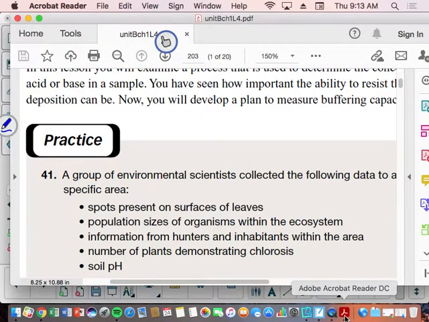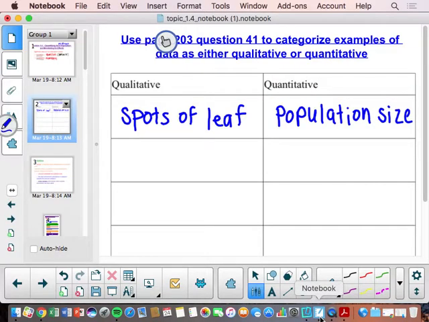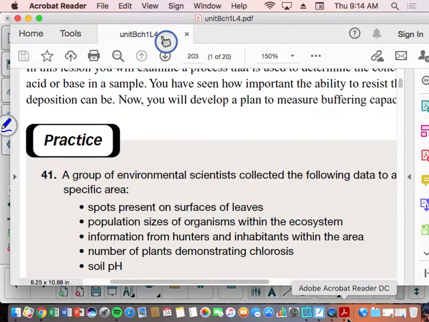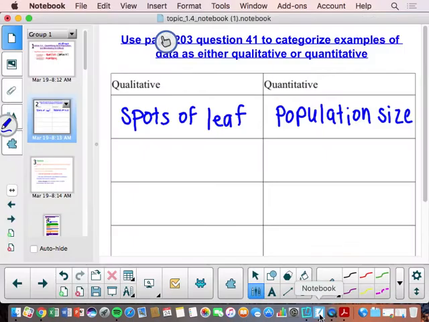Information from hunters and inhabitants within the area. What is it? The question was information from inhabitants of an area, so people that live in an area, just information that they give you. I forget what the exact word was. I'm just going to say info from hunters. I'm really summarizing this.